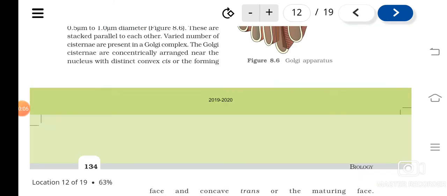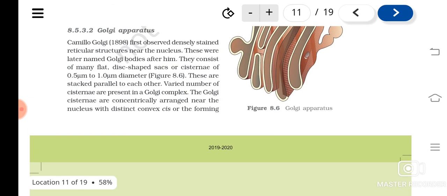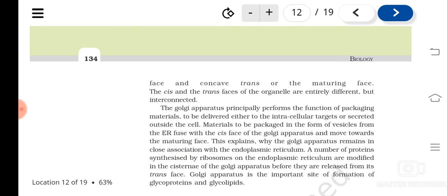They contain networks of disc-shaped sacs or cisternae. Understood? And these cisternae are packed parallel to each other, and the number of sacs varies. I told you there are two phases: the cis phase, or forming phase, and the trans phase, or maturing phase. Now I told you the functions of the Golgi apparatus: packaging.